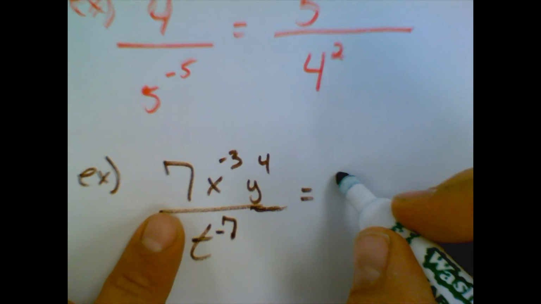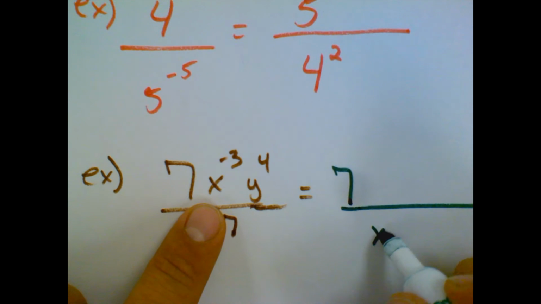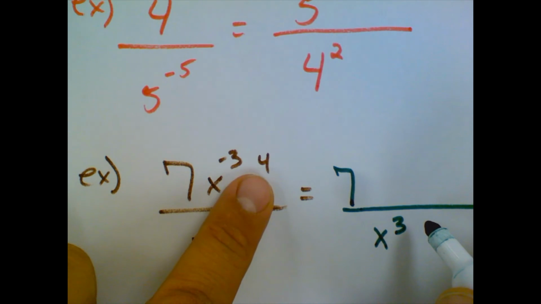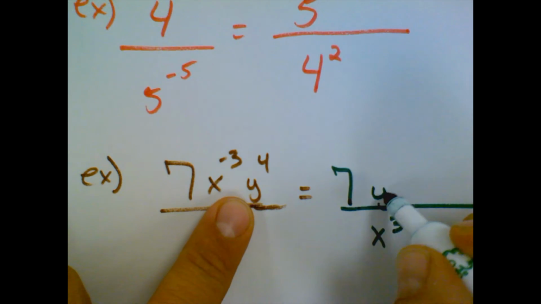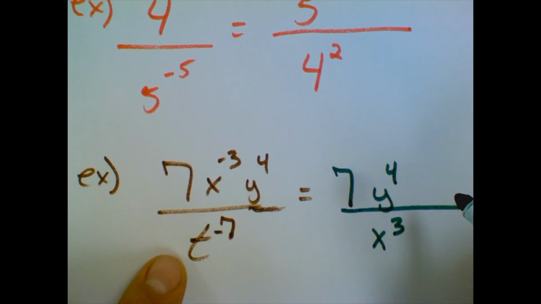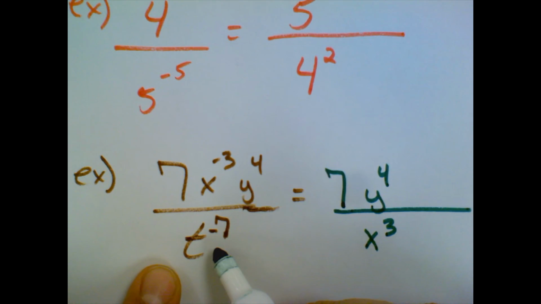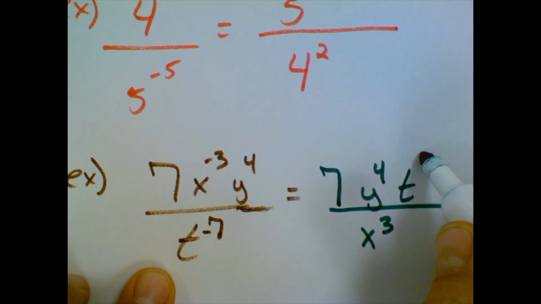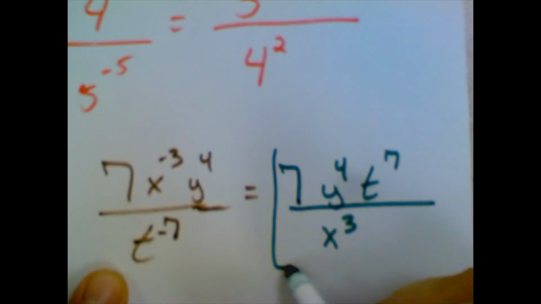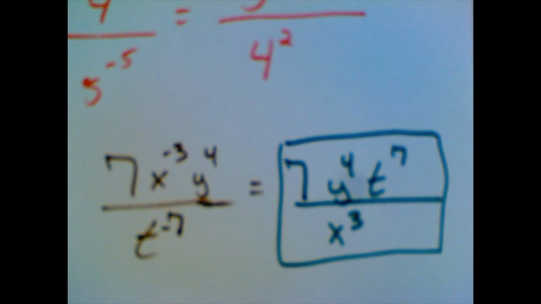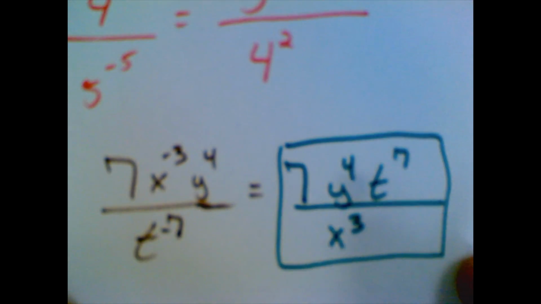But so the 7 would stay on top. Negative exponent is in the wrong place, so we got to move that downstairs. This exponent's positive, so that's in the right spot. We'll leave that there. And then finally, t to the negative seventh, negative exponent, wrong spot, so we'll move that upstairs. So this would be your simplified answer with no negative exponents. Okay, you'll get some practice with this. All right, so in general, this is called changing from negative to positive exponents.